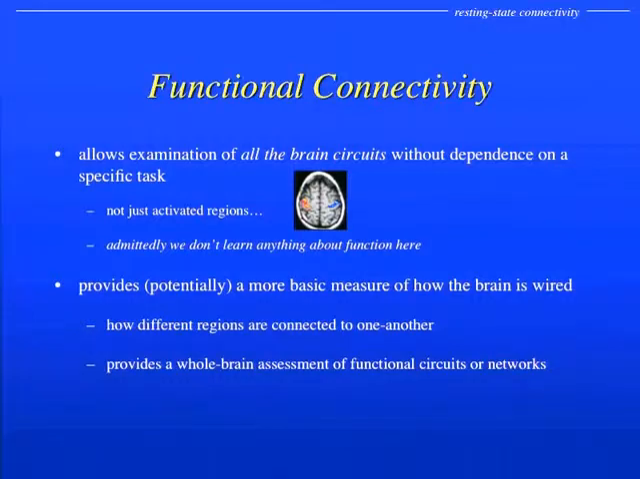Functional connectivity, on the other hand, allows examination of all brain circuits, and now we're talking about the gray matter and the cortex, without dependence on a specific task. So we're not just looking at single activated regions like in a motor task here. We can look at the whole brain, and we can look at the connections for the whole brain. Admittedly, we have to go back to task-based functional MR in order to say anything about the function of these regions. But with connectivity, we can look at how the brain is organized functionally.